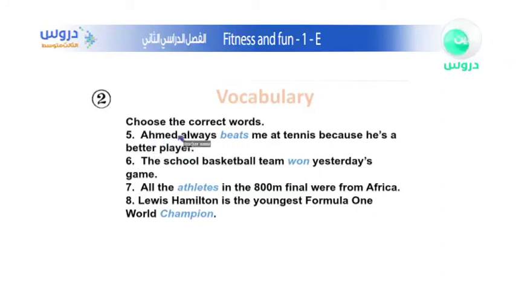Okay. Ahmed always beats me at tennis because he's a better player. The school basketball team won yesterday's game. For Mercedes. Good job, Hattan. All the athletes in the 800 meter final were from Africa. Lewis Hamilton is the youngest Formula One world champion. And the top, here are some stars for you. You have answered all of them correctly, mashallah. Keep it up, guys.